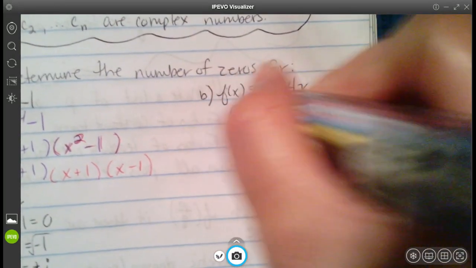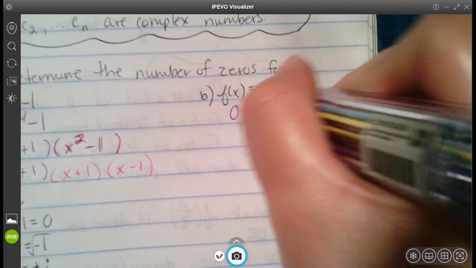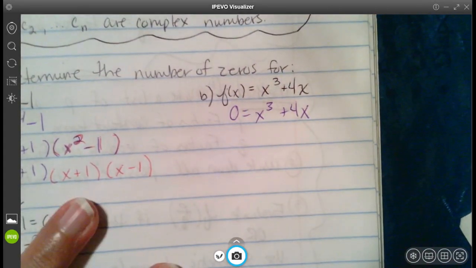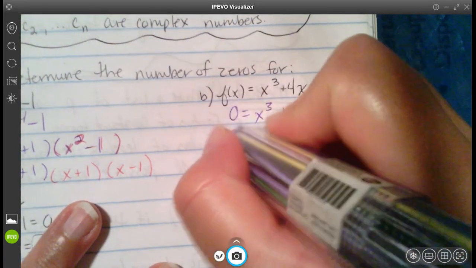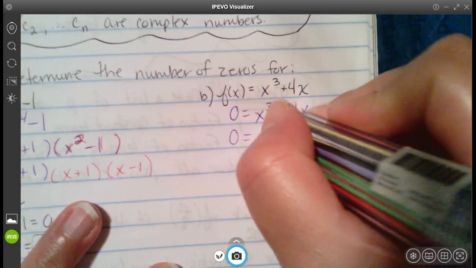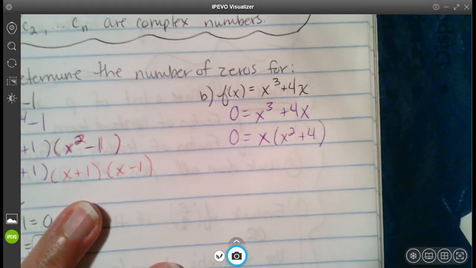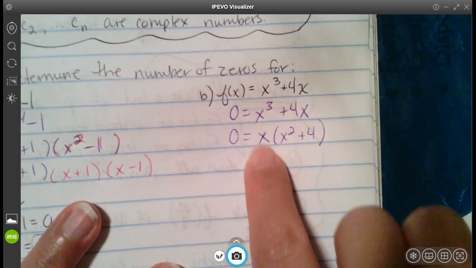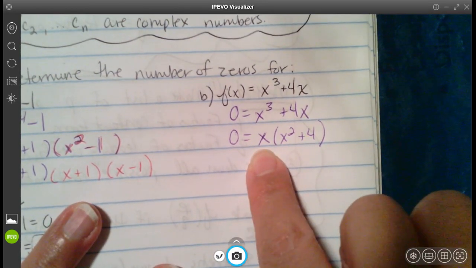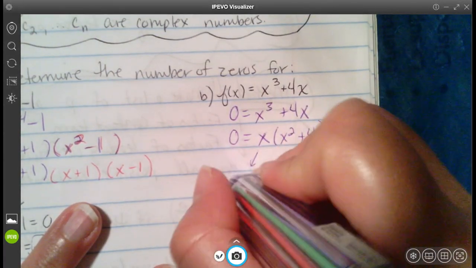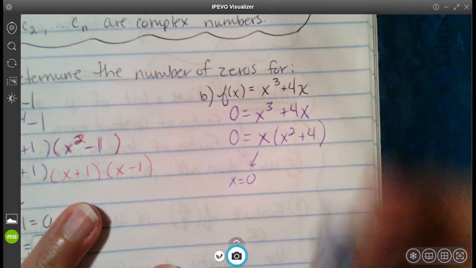So 0 equals x to the third power plus 4x. This one might not be as complicated. We're going to go ahead and factor out an x. So we have x times x squared plus 4. And the first one is kind of easy, because when you set it equal to 0, it's just x equals 0. So there's one of them. So this one would just be x is equal to 0.